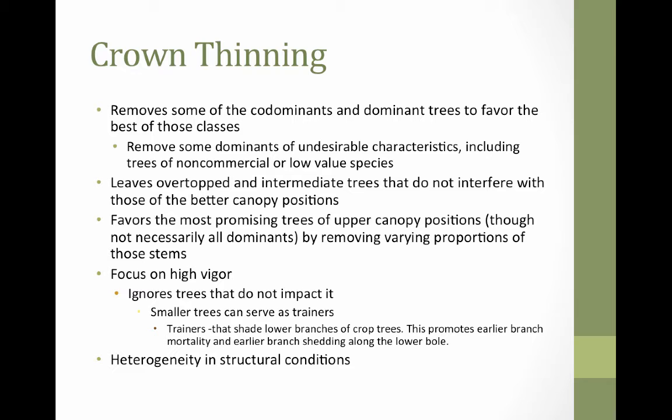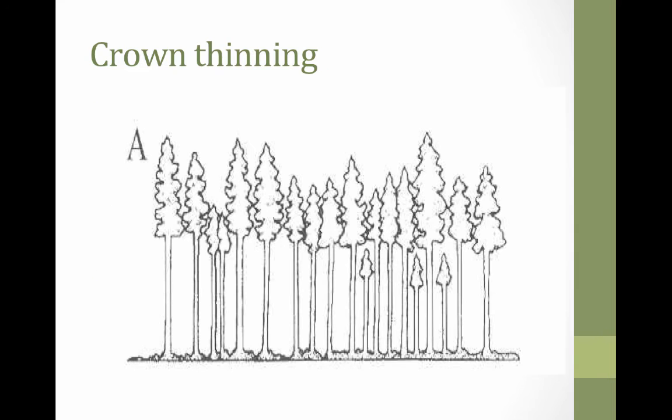So these smaller trees, these smaller diameter trees, they can serve as a trainer. And what trainers are, they shade lower branches of crop trees. This promotes earlier branch mortality and earlier branch shedding along the lower bole. So basically you're trying to increase the quality of your wood. You use these trainers to increase the quality of your wood. It also can promote some heterogeneity in structural conditions.